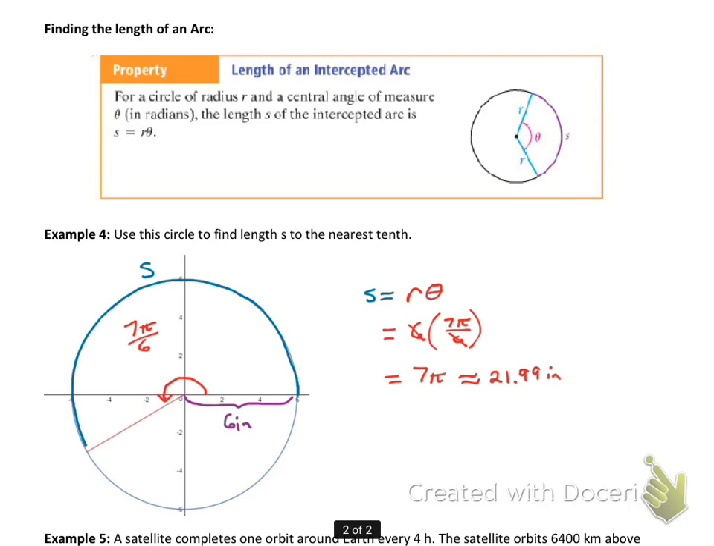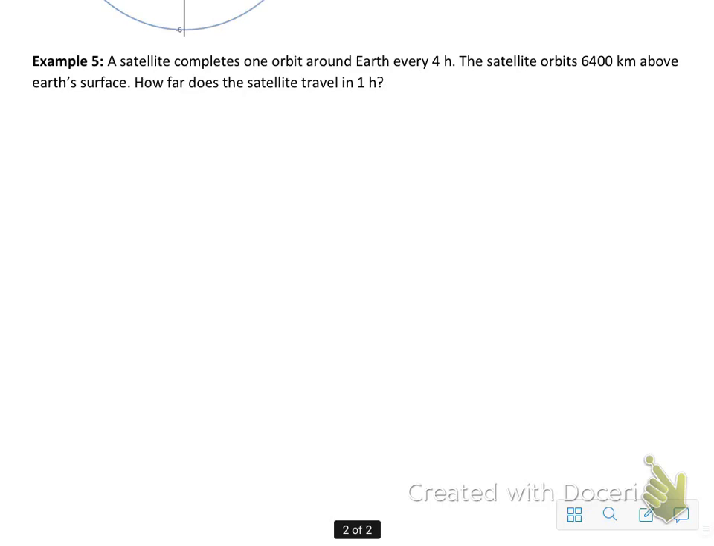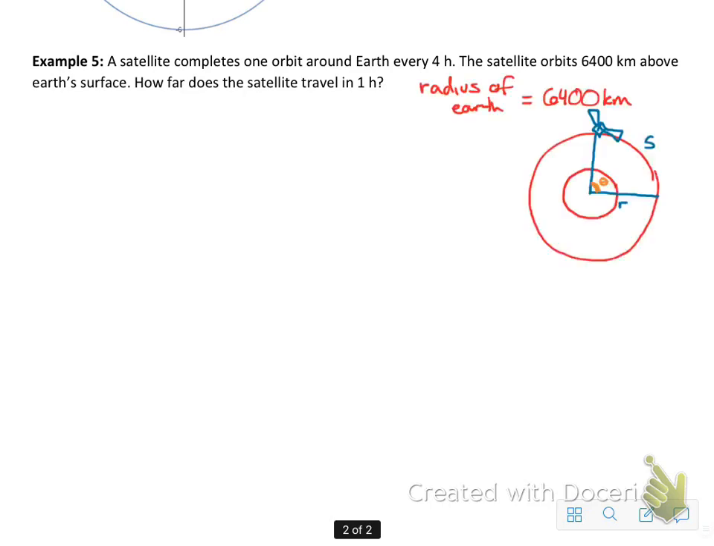All right, let's do one that's a little bit more work. Let's answer this real-world question. A satellite completes one orbit around Earth every 4 hours. The satellite orbits 6,400 kilometers above Earth's surface. How far does the satellite travel in 1 hour? Additionally, another problem gave us that the radius of Earth is 6,400 kilometers. I did not expect you to know that. I would always give that to you.